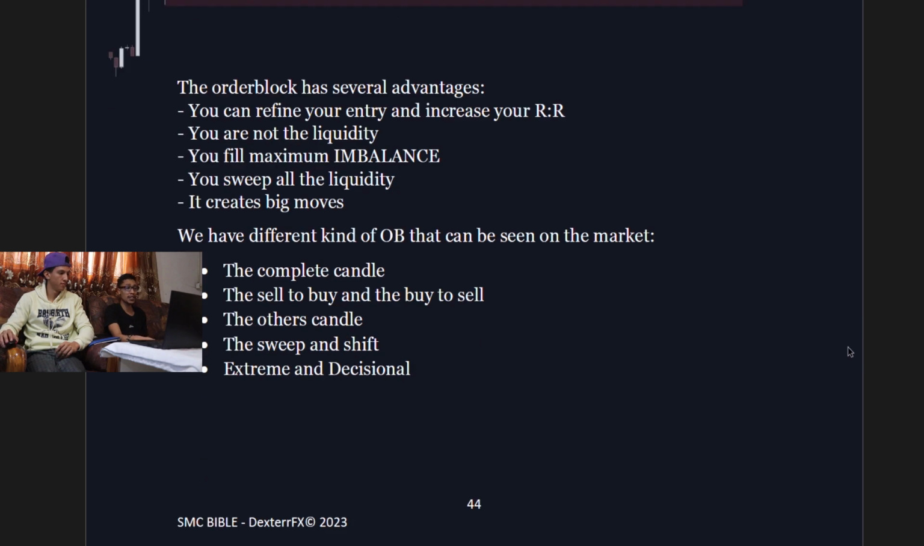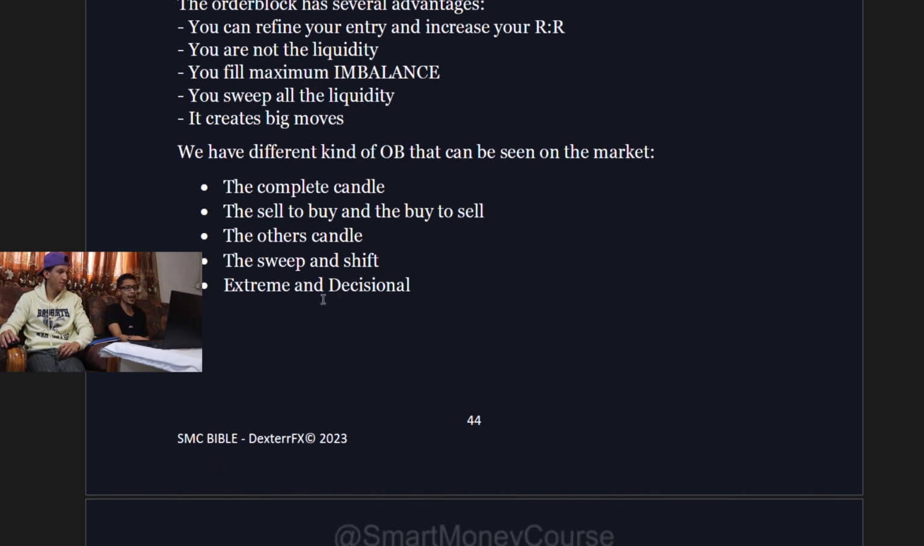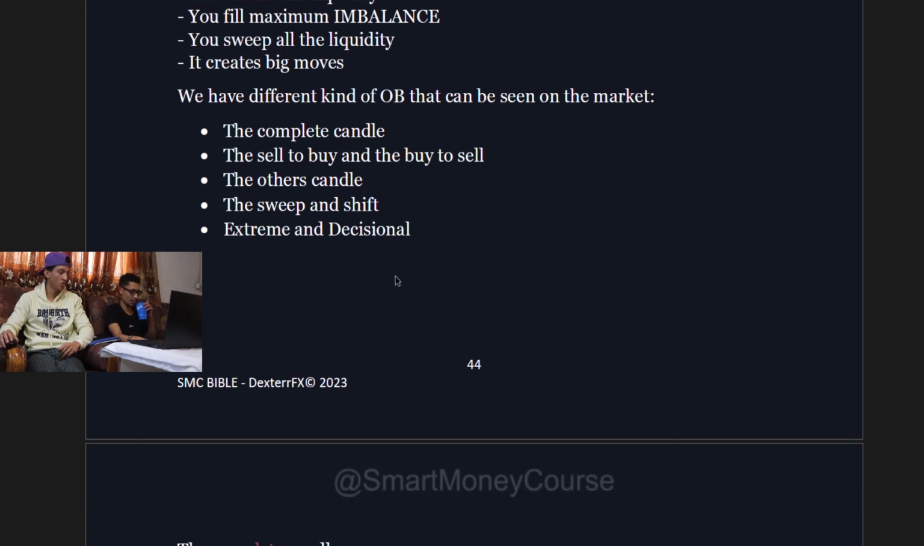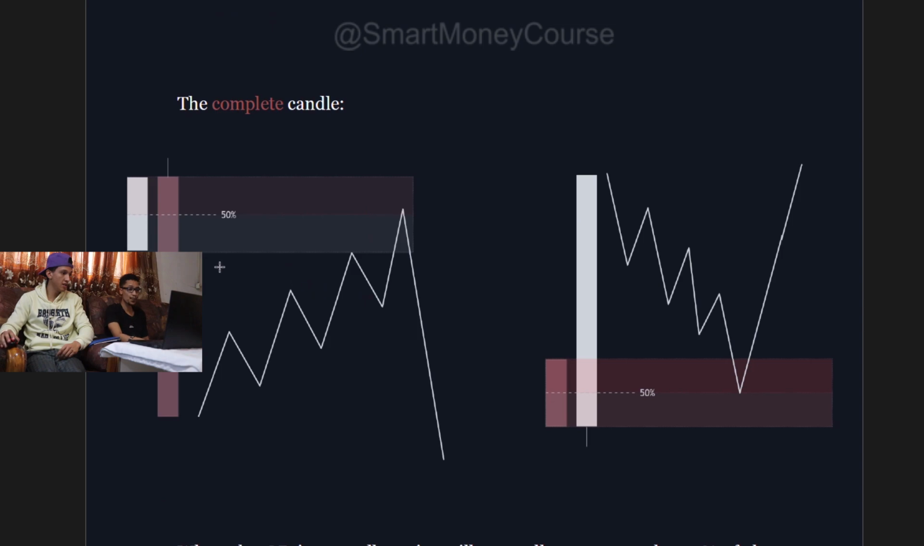The complete candle, the sell to buy, and the buy to sell. The other candles are the sweep and shift, and the extreme and decisional. So, the complete candle. This is where you'll want to write it down and memorize, because even if you look at it now, I think most of us will forget how this looks.